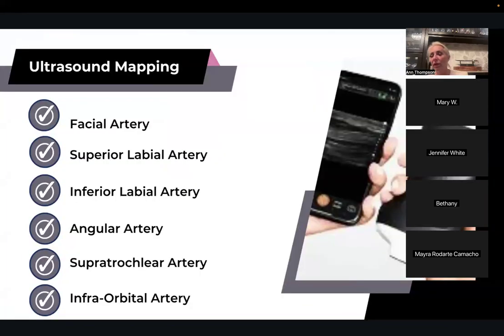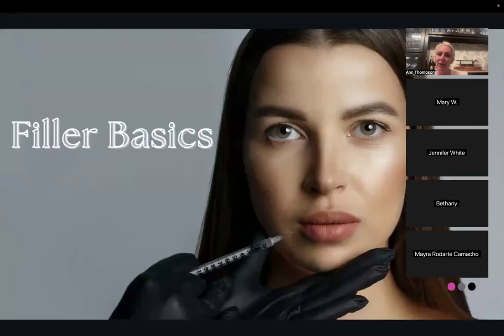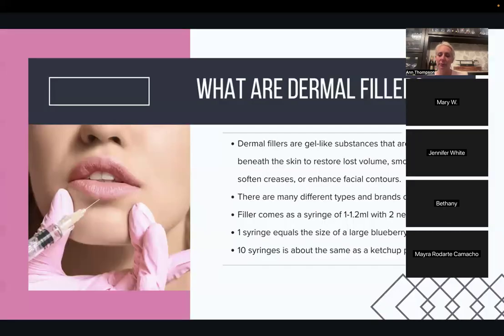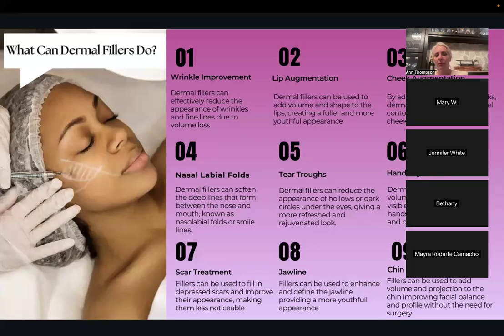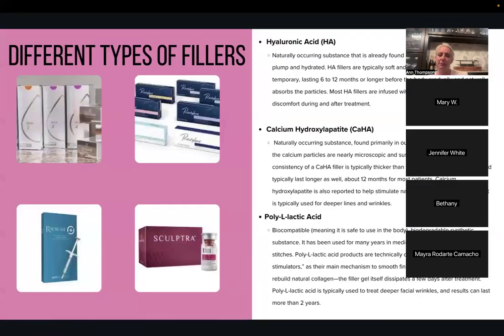This is where in our training we usually do some ultrasound mapping in the bigger trainings. So these are all the different areas that can be treated with filler. Obviously, there are a ton more, but these are the big ones that people will do. They'll do lips, you can do cheeks, nasolabial fold, hands, jawline, chin. You can do some face contouring, some facial balancing. You can do a lot of different things with fillers.